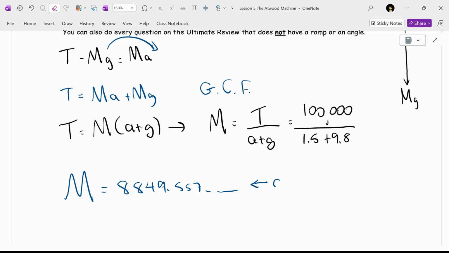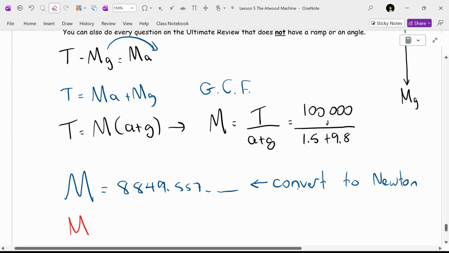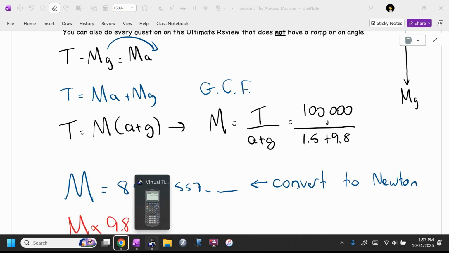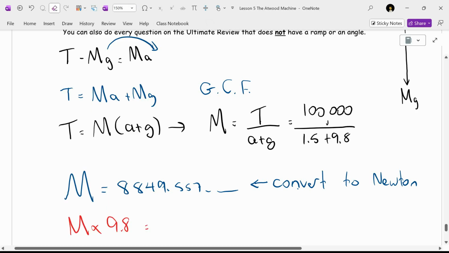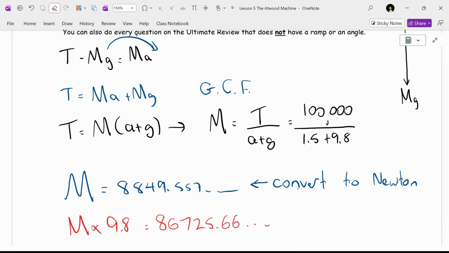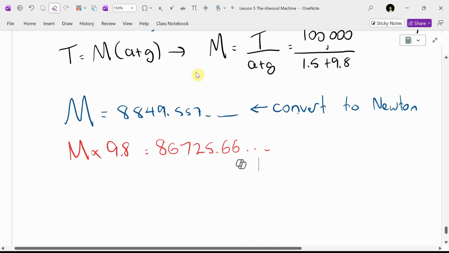I'm now going to convert this to newtons. How do I convert kilograms to newtons? I'm going to go big M times 9.8. And I'm going to use my answer button here. So I'm going to go answer button times 9.8. The number of newtons that we can have pulling down is 86,725.66 and change.